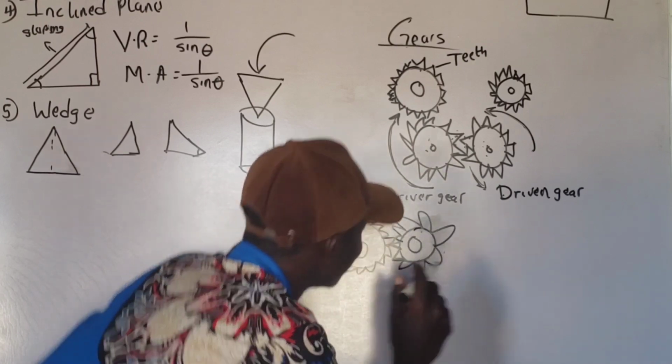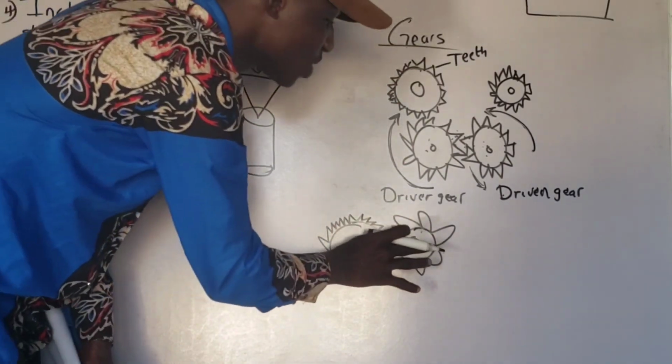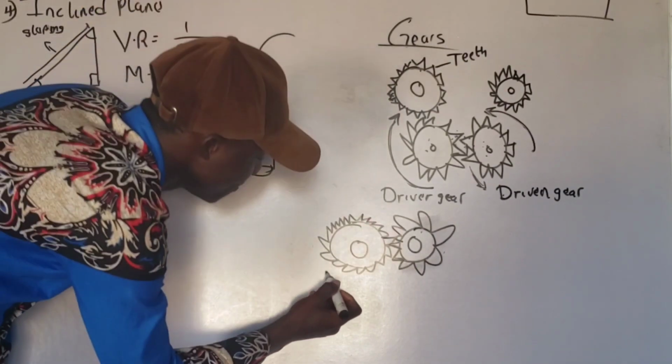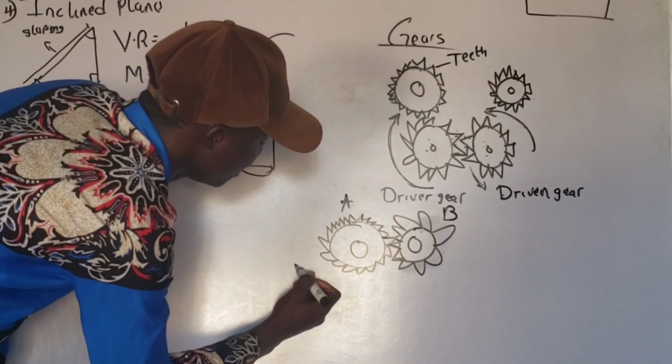Now, the teeth of this bigger gear is 20. The teeth of this second gear, which is the smaller gear, is 10. Let's call this gear A and this gear B. This is the driven gear.